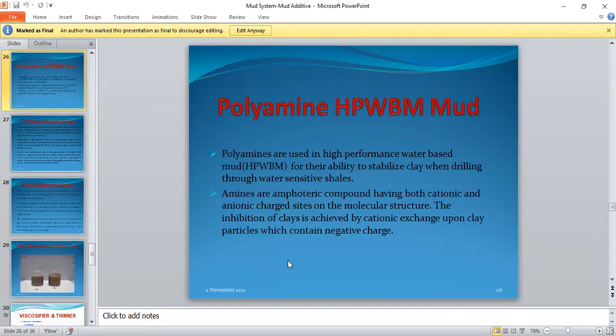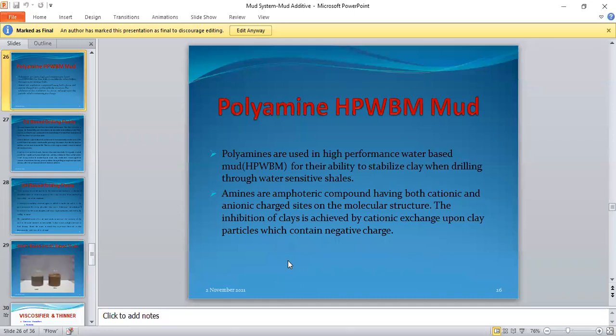Polyamine high performance water-based mud. Anywhere you see HP, it means high performance water-based mud. Polyamines are used in high performance water-based mud for the ability to stabilize clay when drilling through water-sensitive shales. Now, in some countries, they have environmental law. You cannot use oil-based. You cannot use synthetic. If you're going to drill, it must be water-based. So in those kinds of countries, you use high-performance water-based mud.